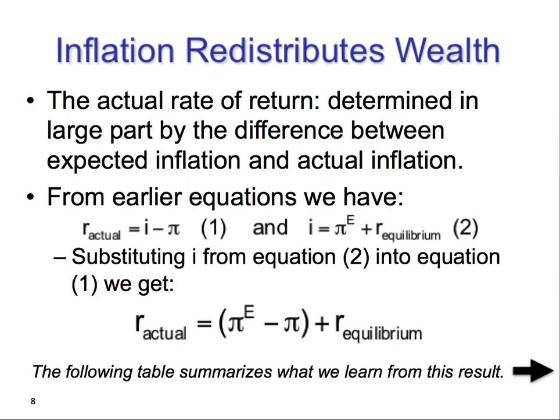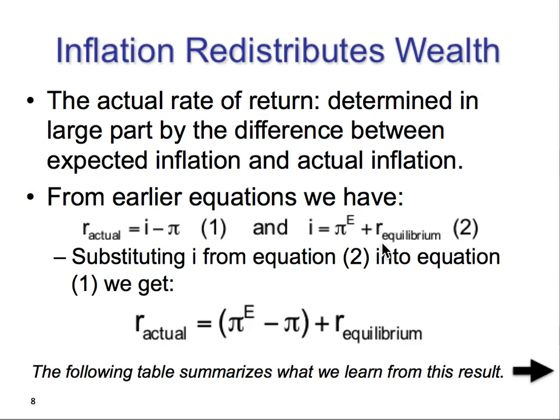Continuing our discussion of how inflation redistributes wealth, let's look at these two equations that we've worked with so far: the actual rate of return is equal to the nominal interest rate, or nominal rate of return, minus the actual inflation rate, and the Fisher effect, that the nominal interest rate is equal to the expected inflation rate plus the equilibrium rate of return.